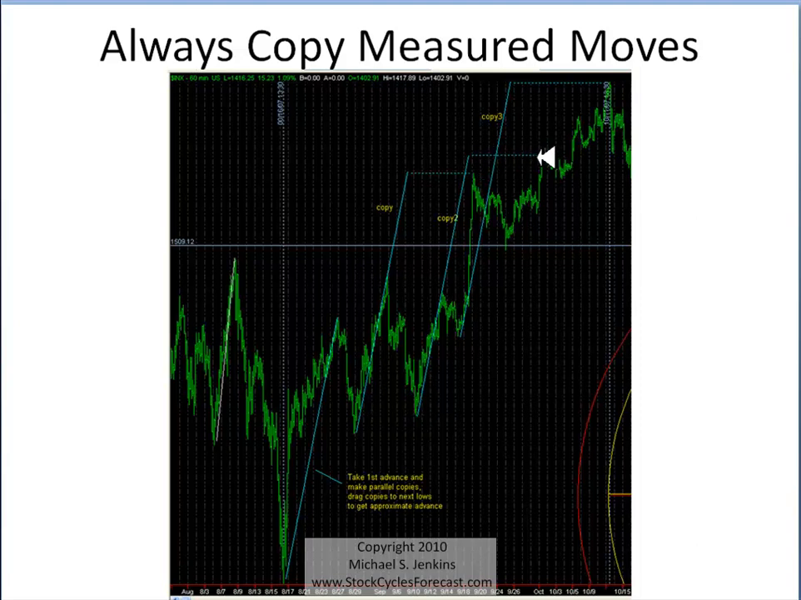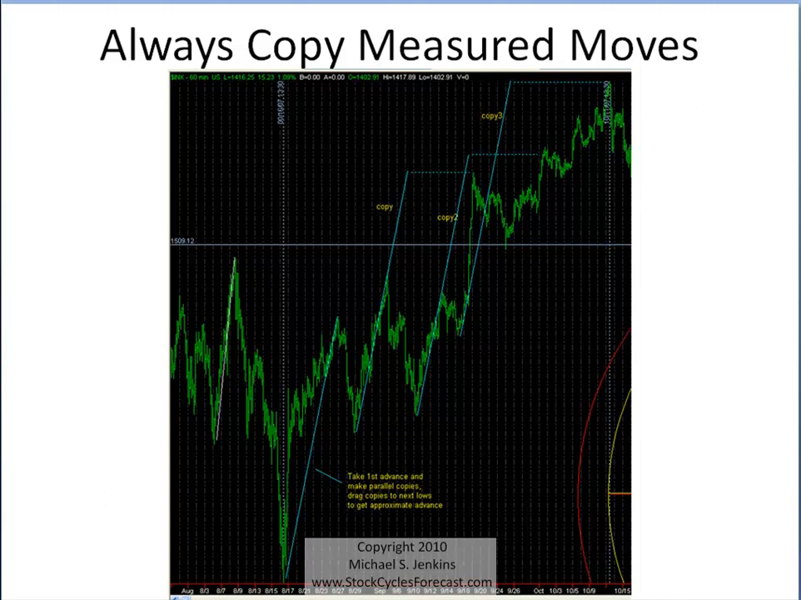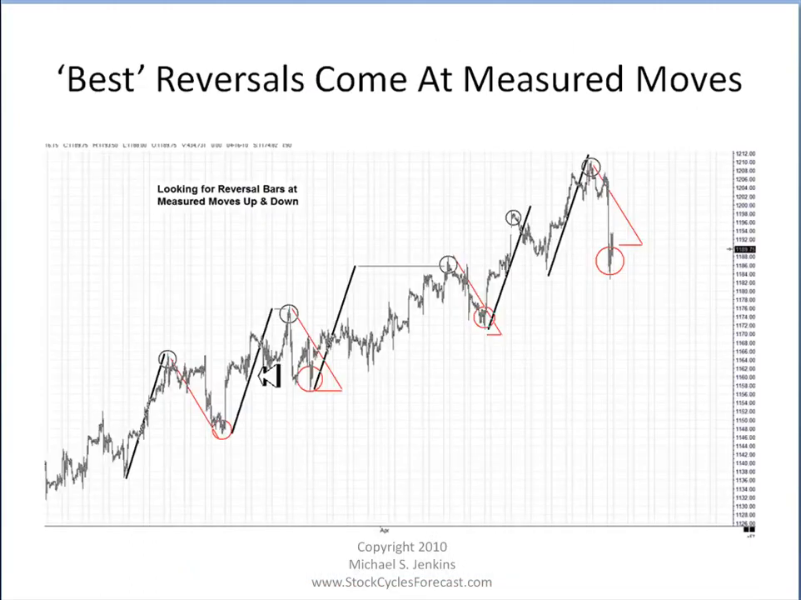This bottom does create a top here. This top here is from here. So this is what I mean by measured moves and looking for places where we might find our reversals. Here's another example. Once we find our first measured move, we copy this. From every low, we copy it.